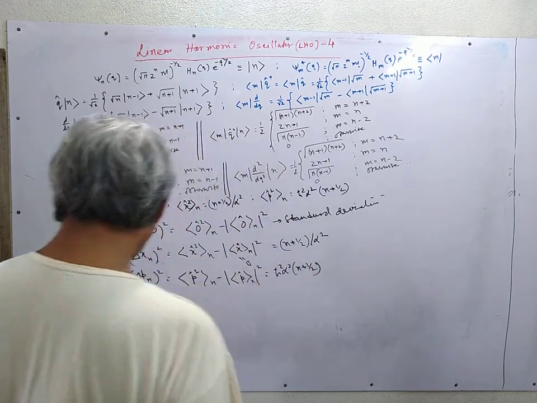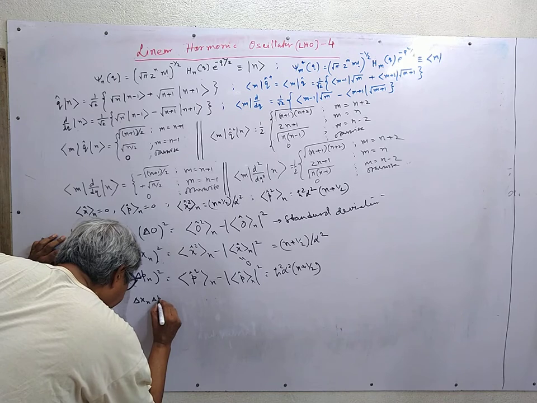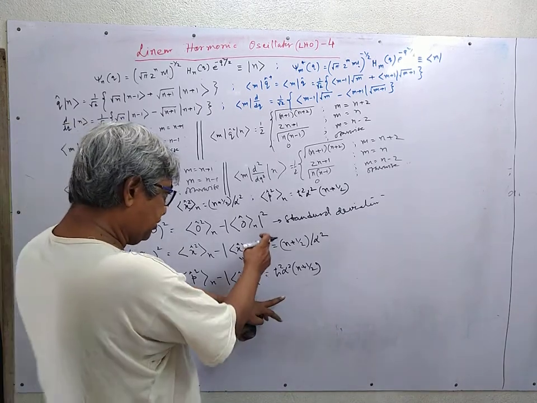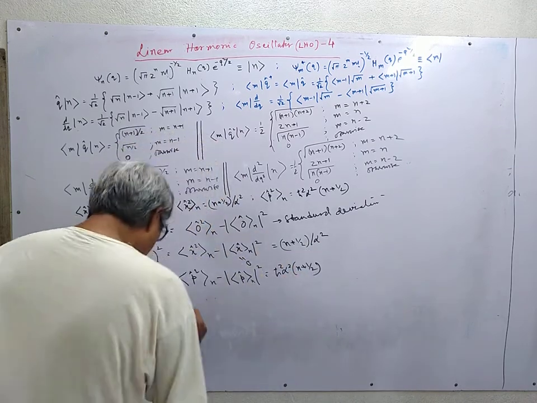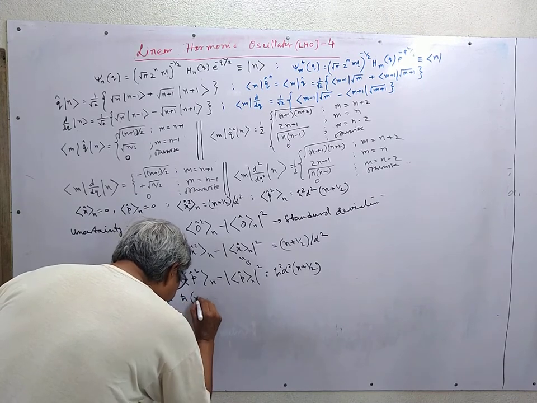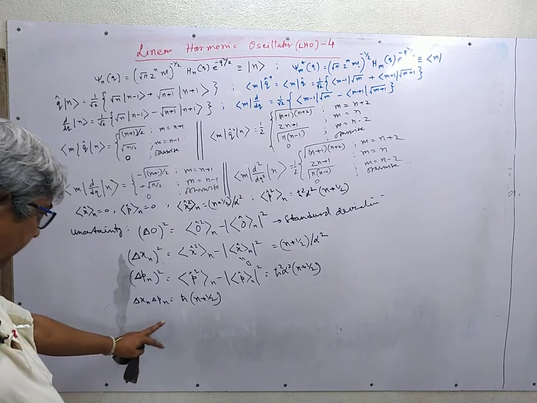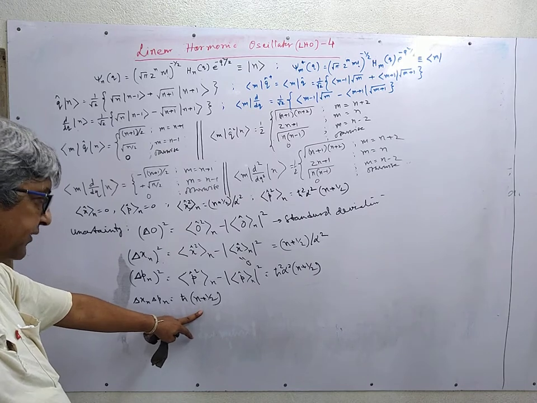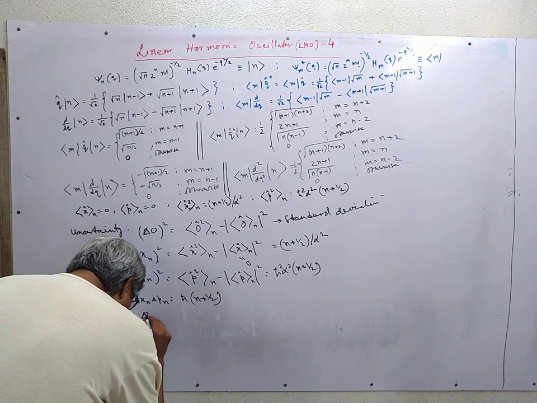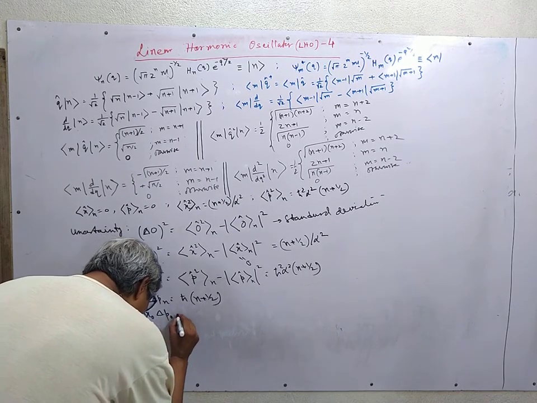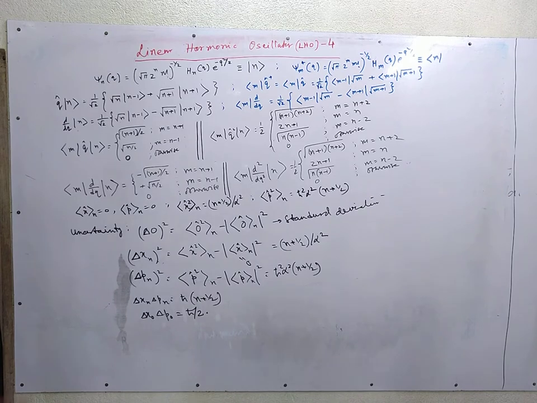So the product uncertainty, delta x n delta p n, is obtained by multiplying these two and then taking the square root. Alpha cancels out, so this is h cross n plus half. We see that the minimum uncertainty is obtained when n is equal to 0, and it is h cross by 2. So delta x in the state 0 times delta p in the state 0 is h cross by 2, the uncertainty relation, and other uncertainties are greater than this.